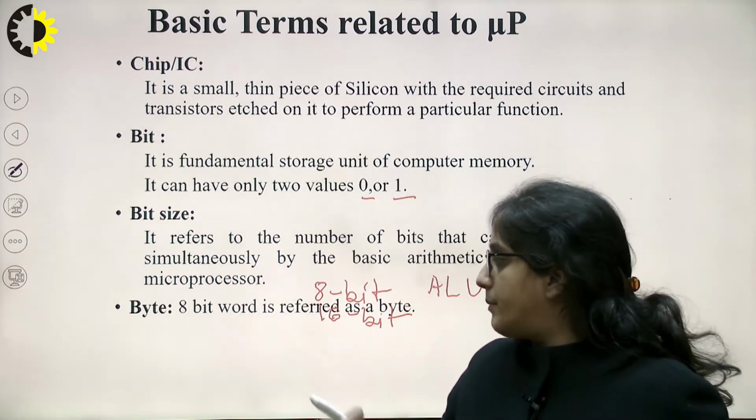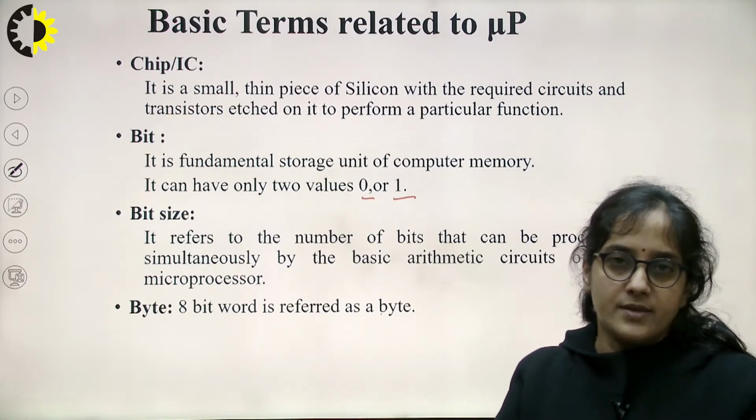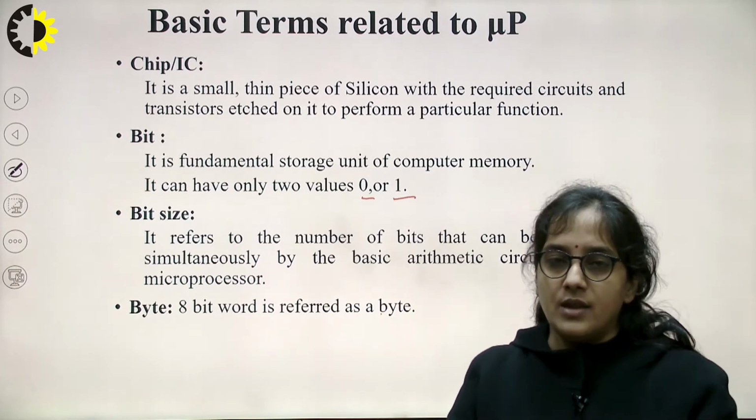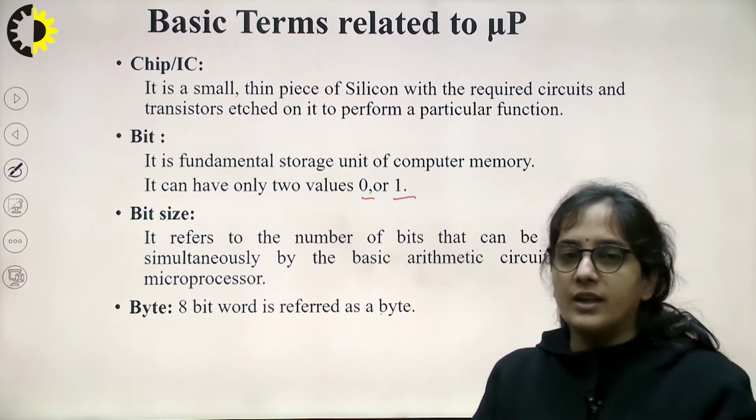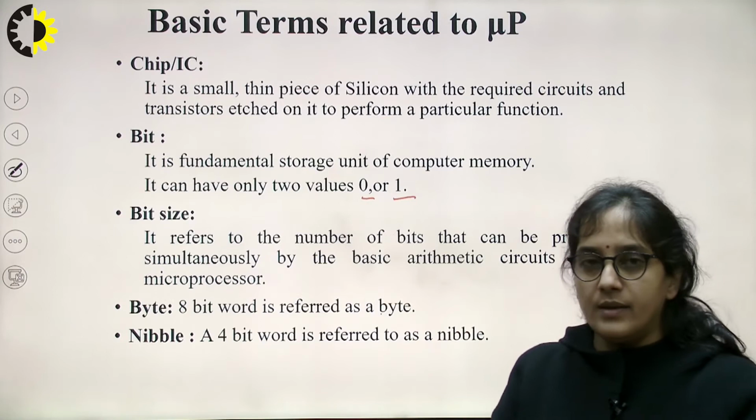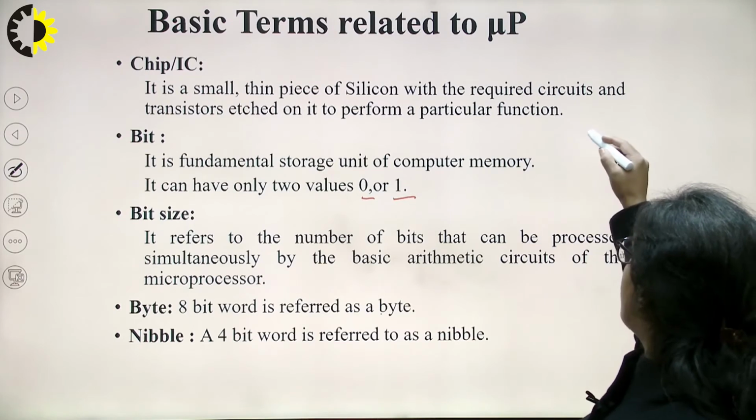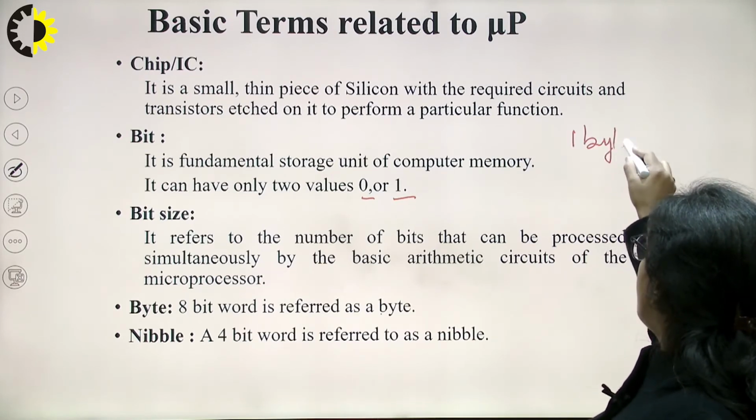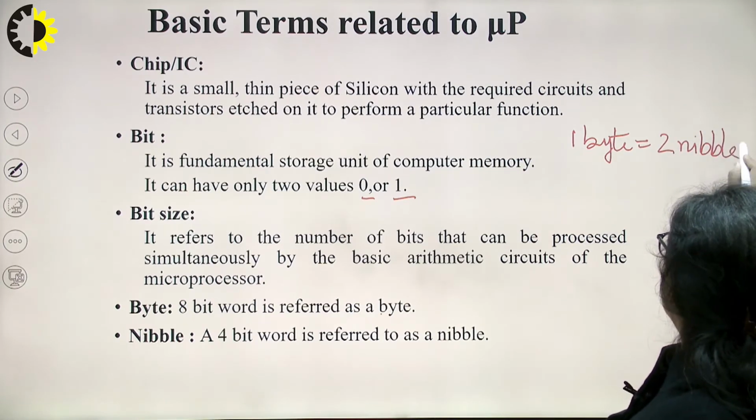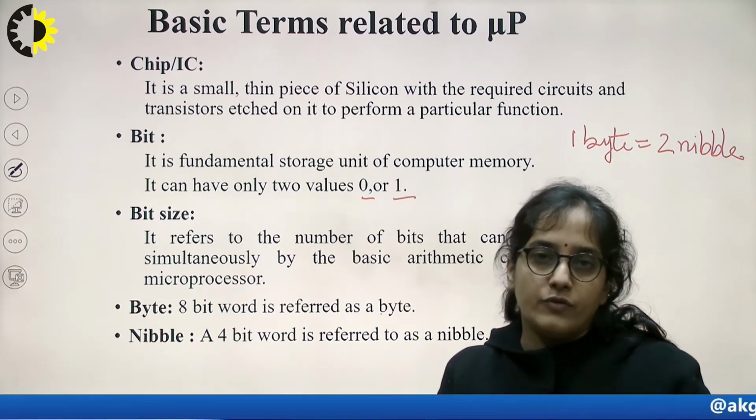Okay. The next terminology that we have to remember is byte, an 8-bit word which is referred to as a byte. As I told you, that is 1 byte; we can have 2 bytes or we can have 1 kilobyte. And the next term is nibble, a group of 4-bit data. Okay. So, you can relate it as 1 byte equals 2 nibbles. You have to remember these terms because we use them while writing a program or while understanding the working of our microprocessor.